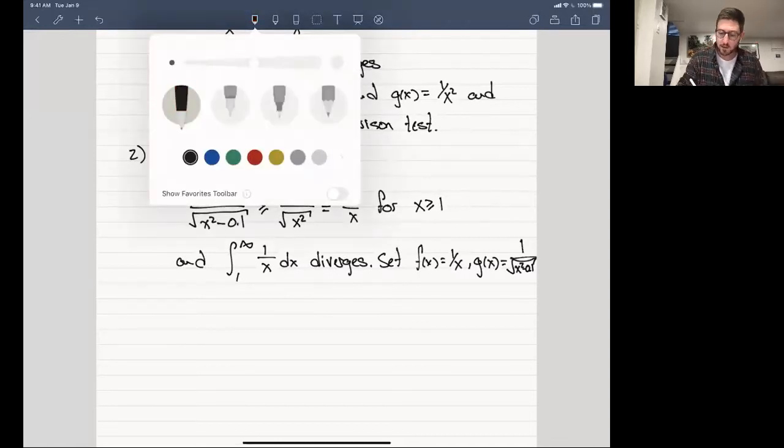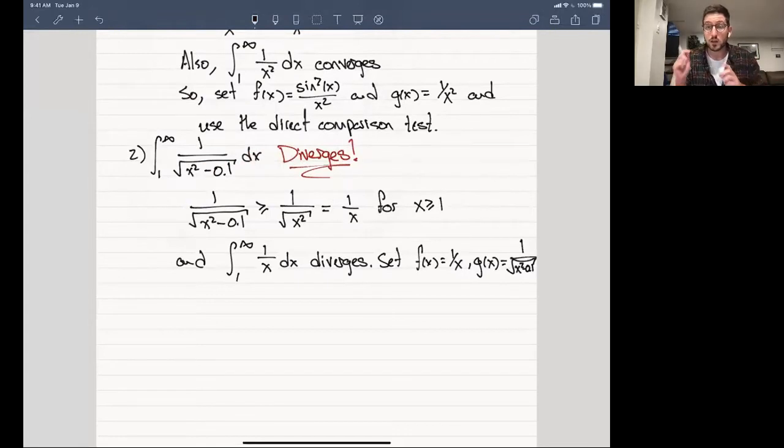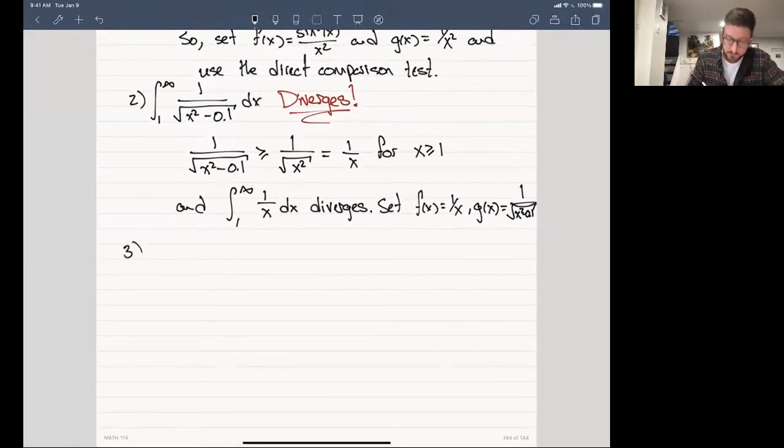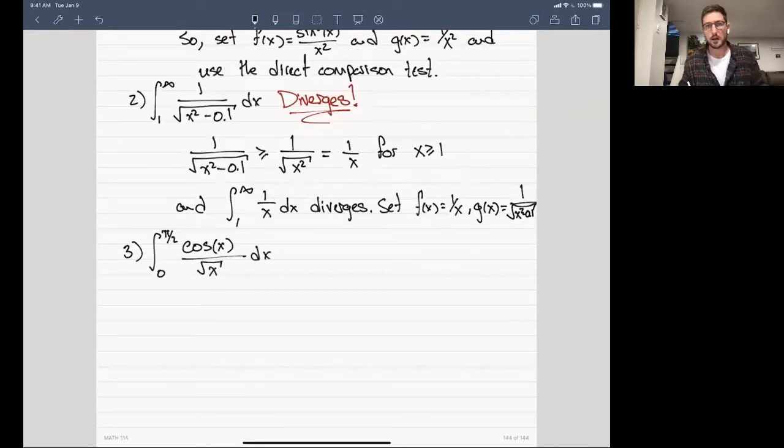Okay, so basically you want to try and identify a function that you know how it works to compare to. Let's try another one. Now, this one is not going to fall exactly into what our comparison test just had, but it works exactly the same way. So we have finite bounds of integration, except now we have cos of x divided by the square root of x dx.